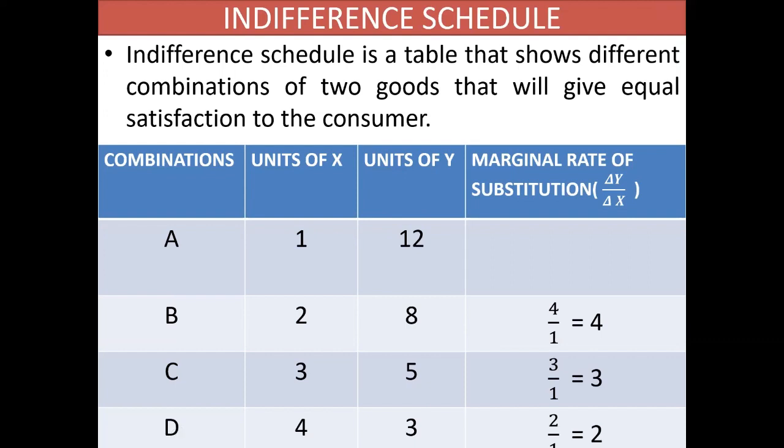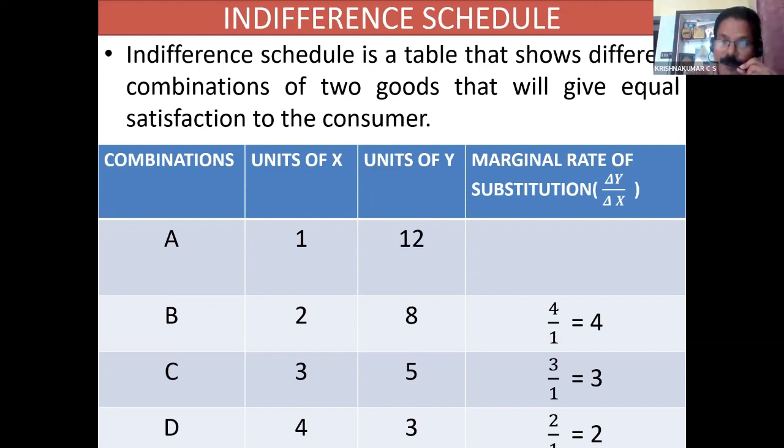Due to the law of diminishing marginal utility. Yes, due to the law of diminishing marginal utility. See, you are reducing the consumption of Y, so the marginal utility of Y will increase, whereas you are increasing the consumption of X, so the marginal utility of X will fall. So as you go on, you will be willing to sacrifice less and less of Y for more and more units of X, because Y's utility is increasing and X's utility is falling. I think that point is clear.